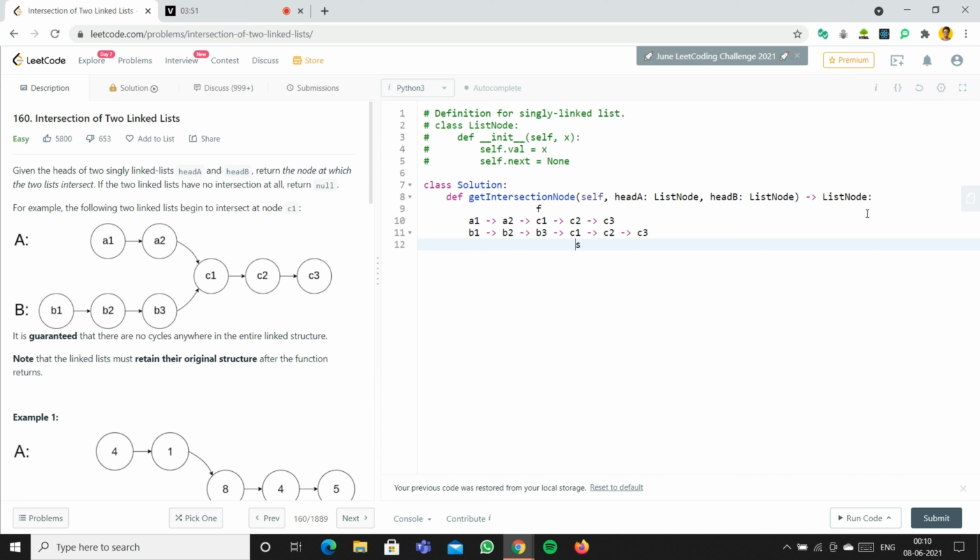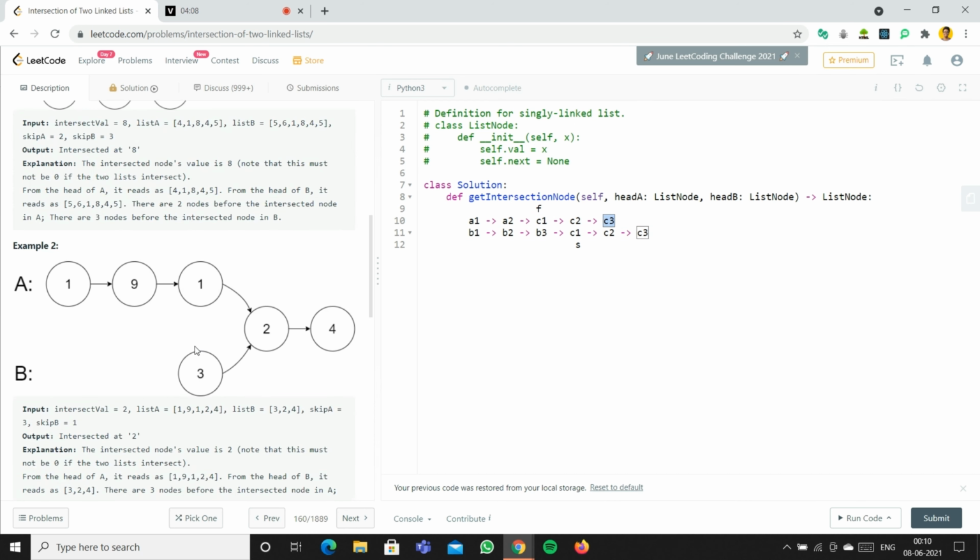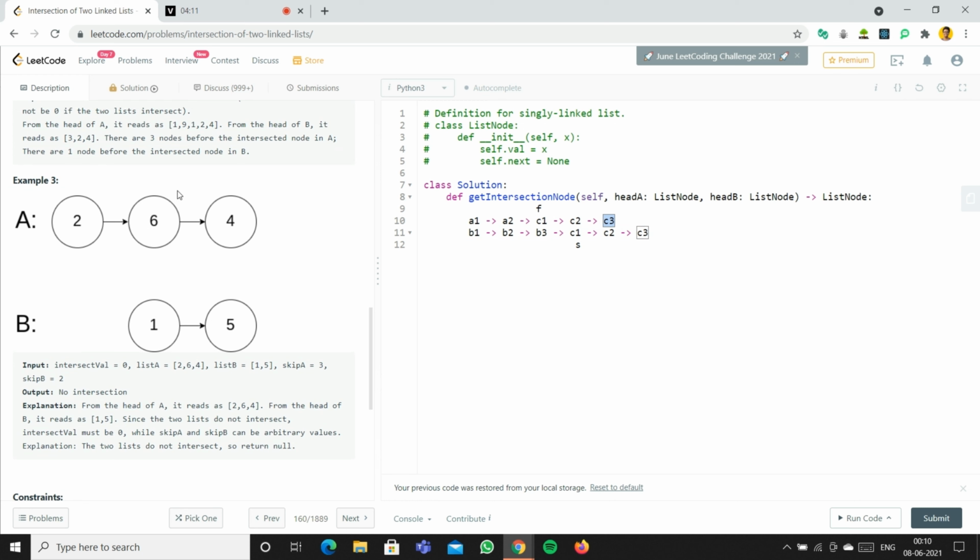So with this process of two pointers, you'll always get an answer. If the lists are not connected, both of them will reach the end point at C3 after swapping their structures, and since they cannot move forward, they'll just return nothing.